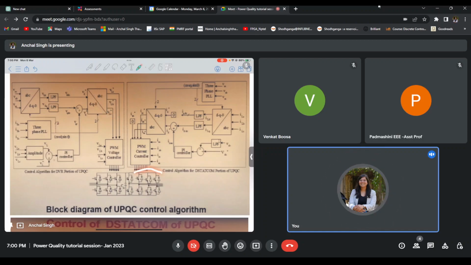Similarly, now this is my D-STATCOM. The aim of my D-STATCOM is to take care of load current. And since my D-STATCOM has to take care of load current, I'll be making sure that my source current is sinusoidal in nature. Again, I'll be doing an indirect current control here for the same reason, because it is easier for me to tell that my source current has to be sinusoidal in nature.